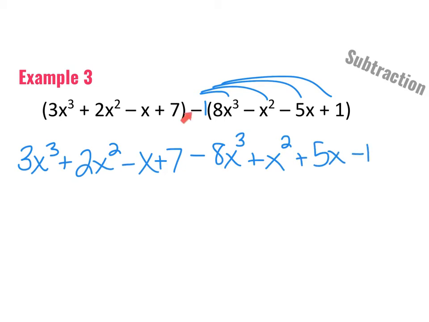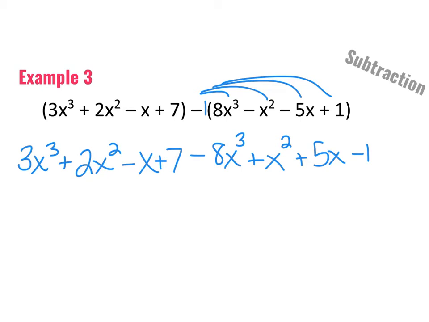Now, something I always do is whenever I distribute a minus, I make sure every sign switched. So this was positive, it's negative. This was negative, now it's positive. This was negative, now positive. Positive switched to negative. Now I'm ready to combine my like terms.